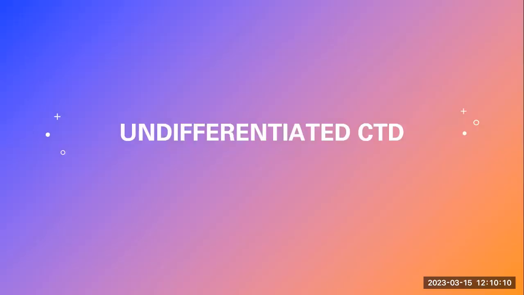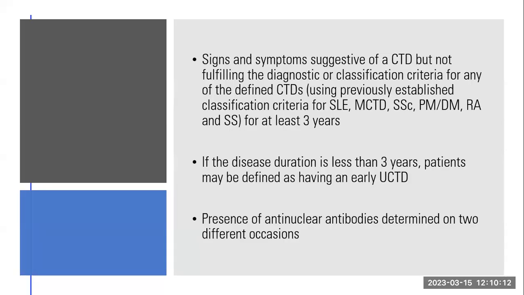So what is undifferentiated connective tissue disease? When you see a patient and you cannot diagnose a particular rheumatological disease, but the patient has some mixed picture, then you follow up the patient because all these diseases are evolving. You follow them up for three years. Still the patient is not meeting any particular criteria for any disease like SLE, MCTD or systemic sclerosis. Then you label the patient as undifferentiated connective tissue disease.